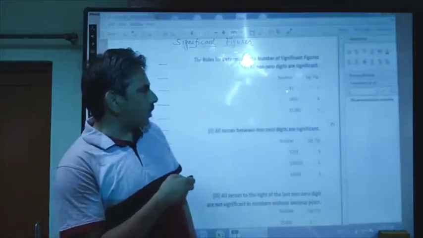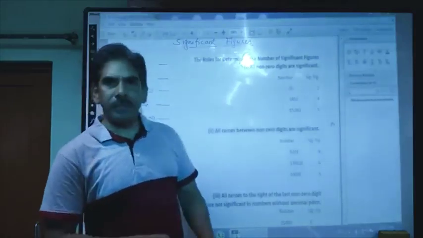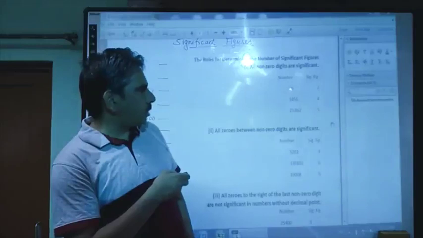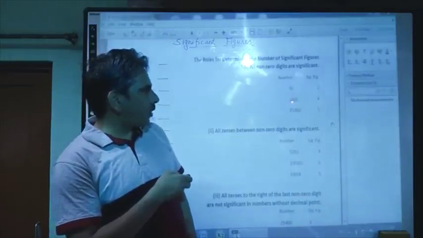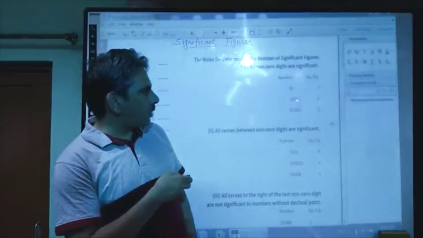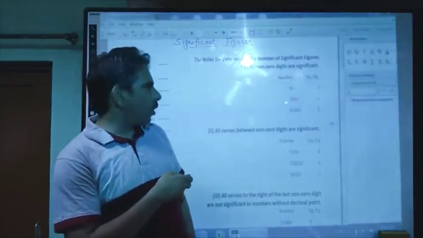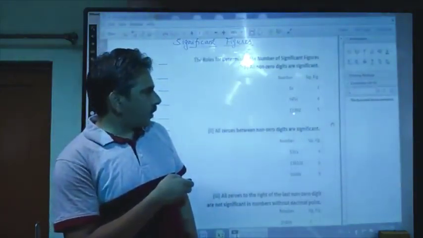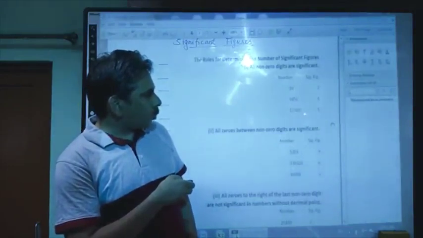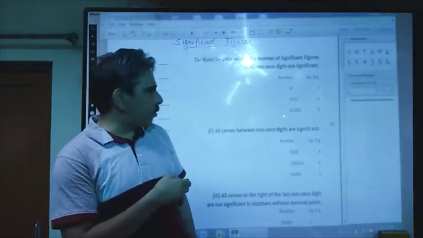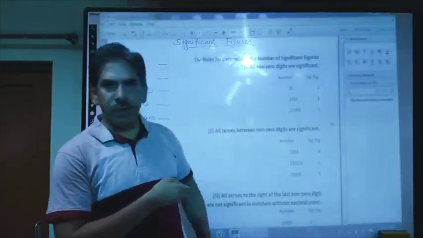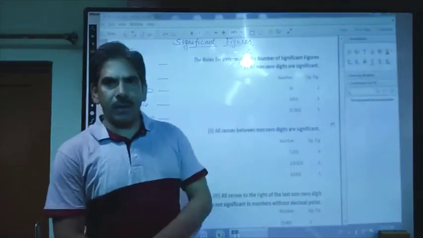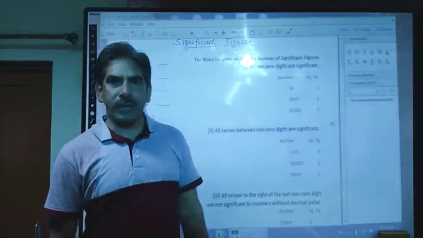For example, I have the number 16. Because these digits are non-zero, there are two significant figures in this number. In the number 3456, there are 4 non-zero digits, so there are 4 significant figures. All of them possess some degree of certainty. Similarly, 15.862 also has all non-zero digits, 5 in number, so there are 5 significant figures. So this is how we count significant figures. The very first rule is that all non-zero digits will be counted as significant.